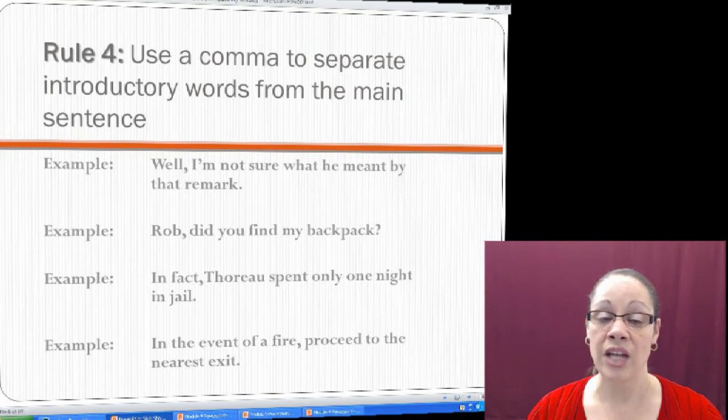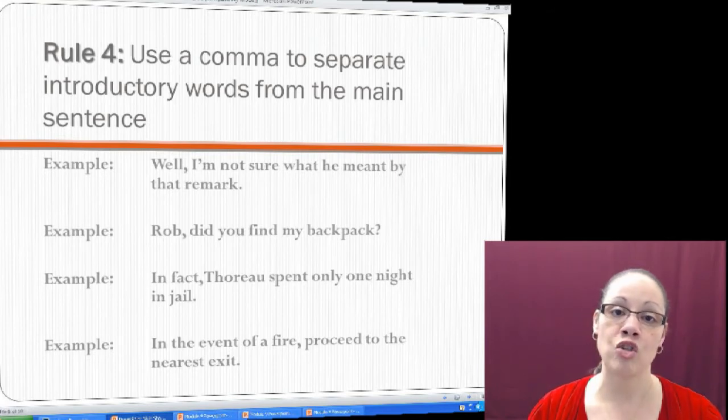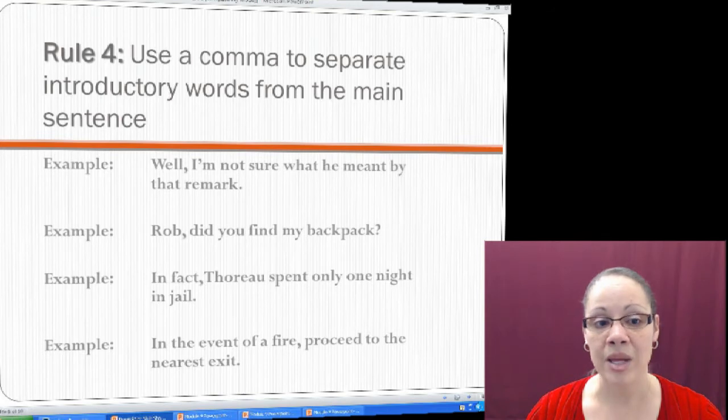So I do need a comma after that introductory word, well. Now my next example: Rob, did you find my backpack? I'm actually specifically addressing someone, Rob, before I ask the question. So I do need a comma after that person's name. So I need a comma after Rob.